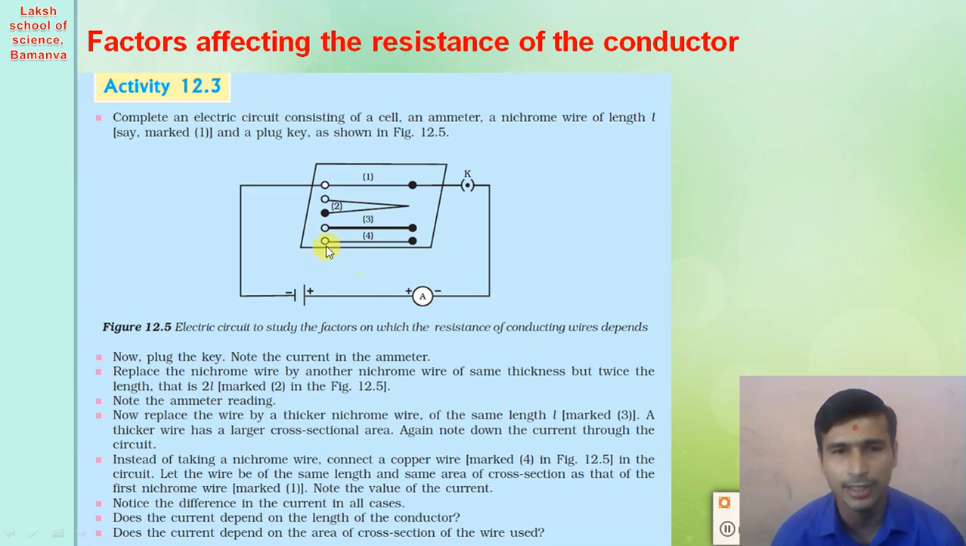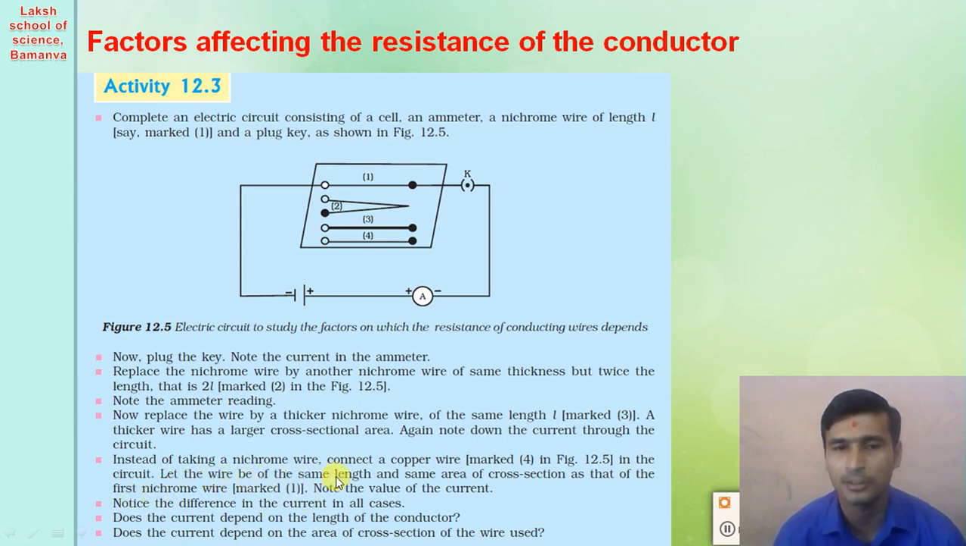So now take a copper conductor instead of the nichrome wire. In the first case we take a nichrome wire. In the fourth case we take a copper wire of the same length and the same cross section area, right, as the nichrome wire. So instead of taking a nichrome wire, connect a copper wire in the circuit.